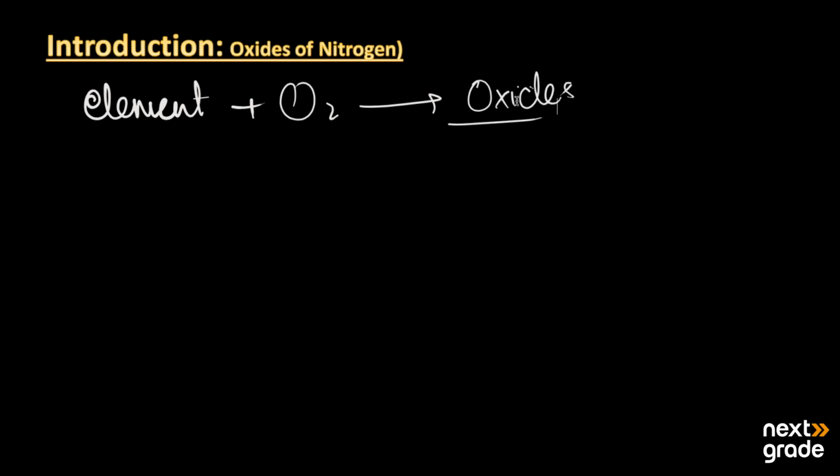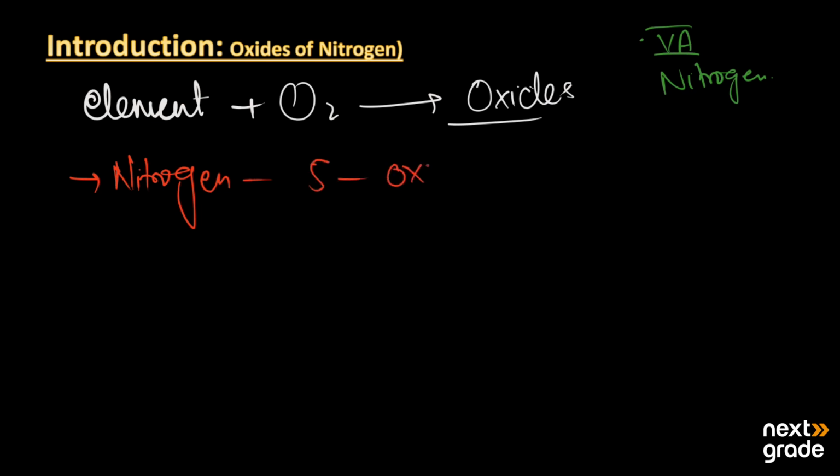And a lot of elements can make their oxides, like here we are talking about the group 5A element, which is nitrogen. It can form different types of oxides, five different oxides. Now the number one oxide here is dinitrogen oxide, which is also called nitrous oxide. The second one is nitric oxide.